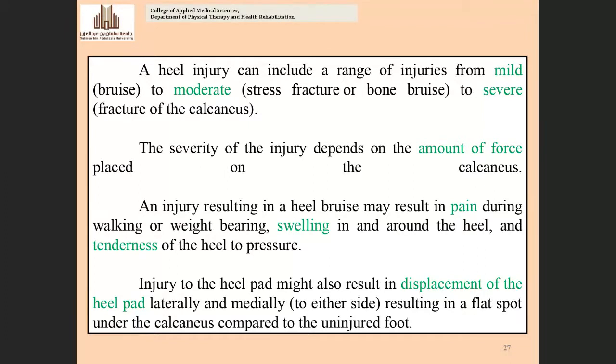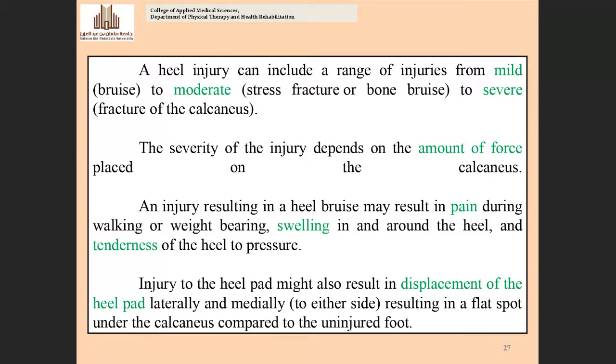In the moderate case, you can see there is a stress fracture of the bone, or in severe cases, a fracture of the calcaneus. So the severity of the injury depends on the amount of force placed on the calcaneus. If there is more force passing through the calcaneum, you can find more injury to the calcaneus. So you can classify the severity of the injury as mild, moderate or severe, same as turf toe.